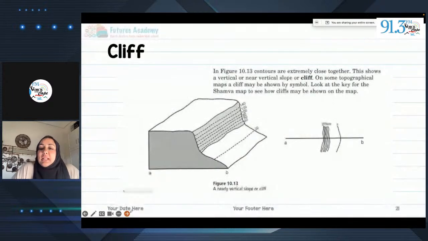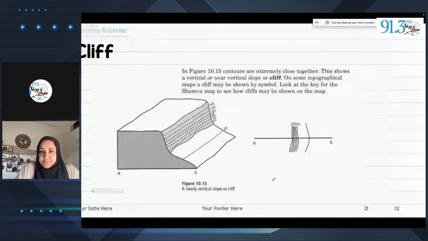The next one is a cliff. Now, a cliff is completely vertical. If you have a look at it here, it's completely vertical. And the only way to indicate this particular vertical part is to make your contour lines on your map extremely close, almost touching each other. That will tell us immediately that that particular area is a cliff.